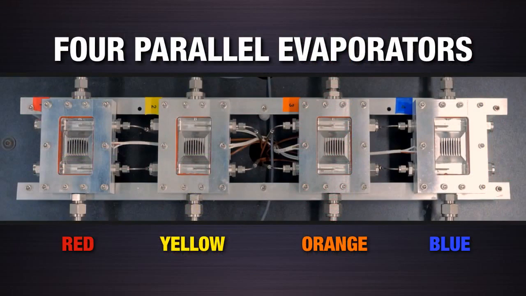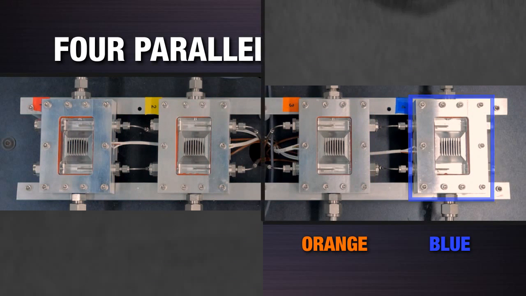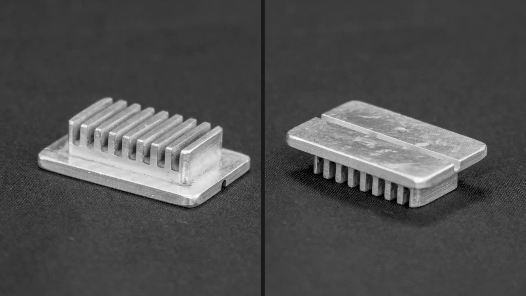Here we see 4 parallel evaporators, each identified with a specific color, and each with the capability of dissipating different heat loads. Evaporator 1 is red, 2 is yellow, 3 is orange, and 4 is blue. Here is a sample of one of the evaporators. The hot device is attached on one side, and the fins, which are viewable in the demo unit, are on the other.